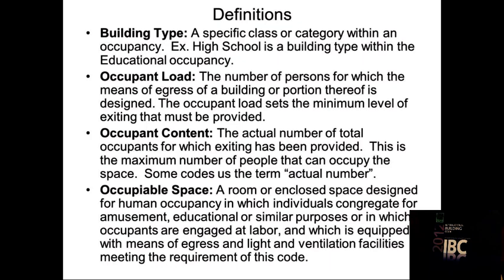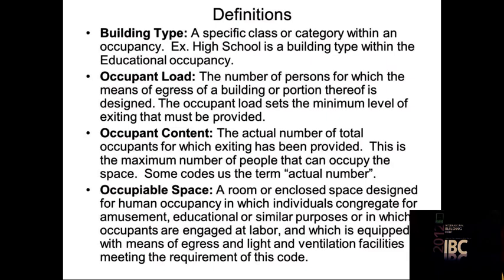One of the things is, remember in the IBC code book in Chapter 2, there are all types of definitions. In your textbook on page 84, it talks about different types of definitions. So you need to make sure you understand what they are. A building type is a particular class or category within an occupancy. For example, a high school is a building type within an educational occupancy. So educational would be the occupancy, even though it's a high school.